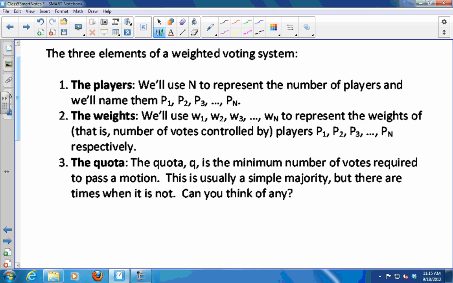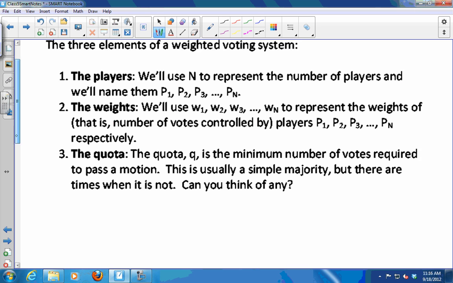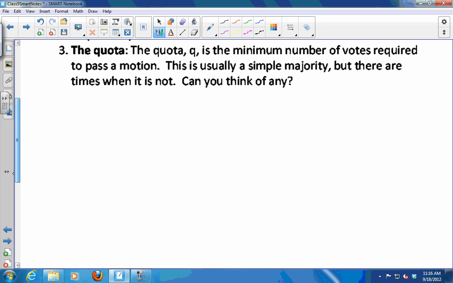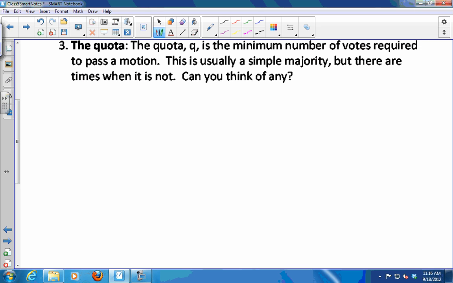And then the quota we'll call Q. That's the minimum number of votes required to pass a motion. This is usually a simple majority. It takes a majority to pass a motion, but there are times when it's not a majority. Can anybody think of examples where it takes more or less than a majority to make a decision?